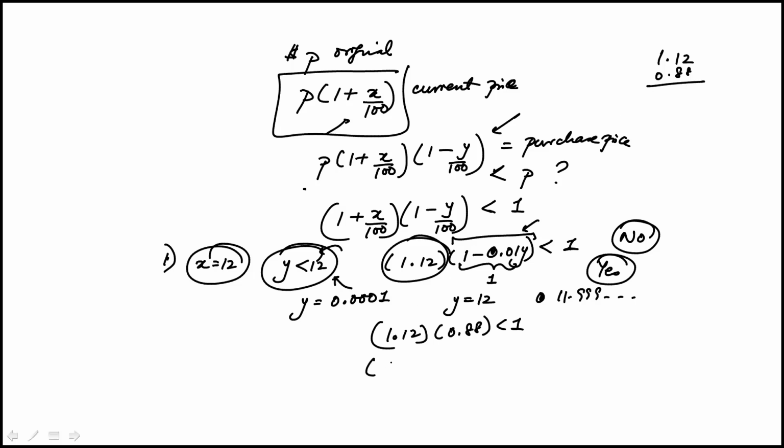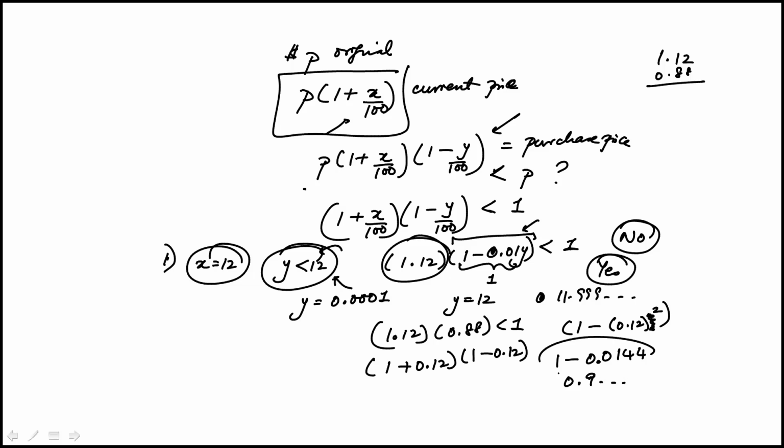Actually, there's another way to do this. This is 1 plus 0.12 and 1 minus 0.12. This is our difference of squares. 1 minus 0.12 squared. Actually, 12 times 12 is 144. So this is going to be 0.0144. And when I subtract that from 1, we know it's going to be 0.9 something. But the key thing is it's less than 1. In that case, the answer would be yes.